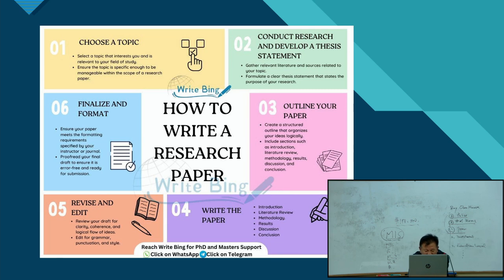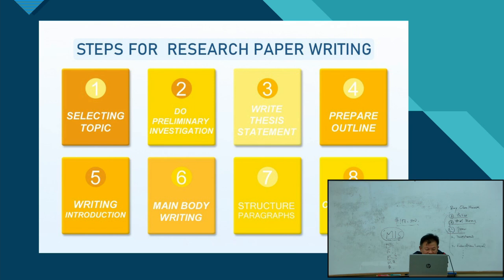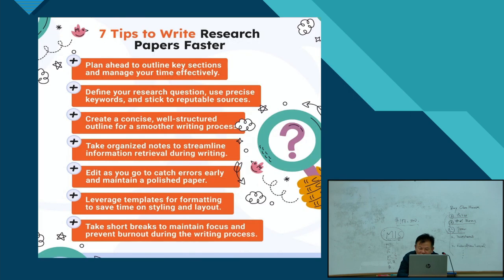So these things, for example, in a doctoral degree dissertation, take almost 1.5 years. Sometimes 1 year is enough, but in my case, it took 1.5 years to get my doctoral degree. The steps in research writing are, as shown there, select a topic, prepare an outline, and then write the introduction. Okay. Anyway, 7 tips for writing research papers faster.